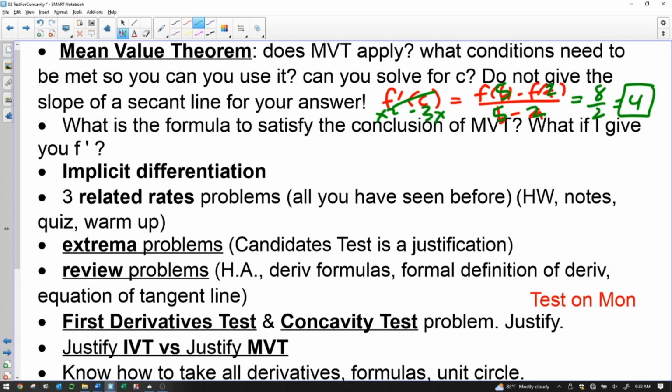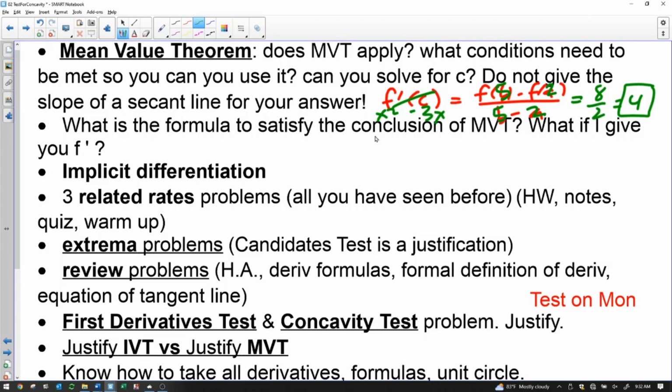I didn't solve for C. Does that make sense? So make sure you solve for C. Is everybody good with that? That's the number one thing students do besides not even knowing the formula. And if I ask you what is the formula to satisfy the conclusion of MVT, make sure you know this red part right there is the formula.